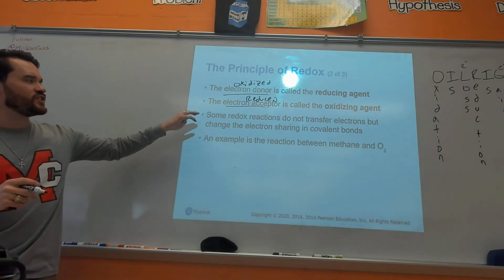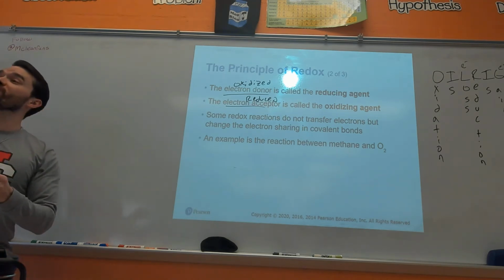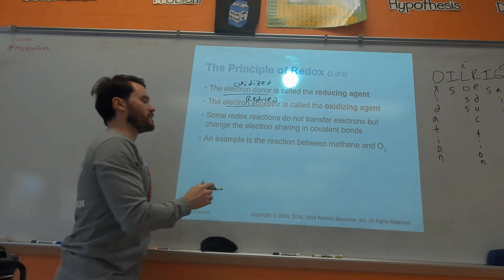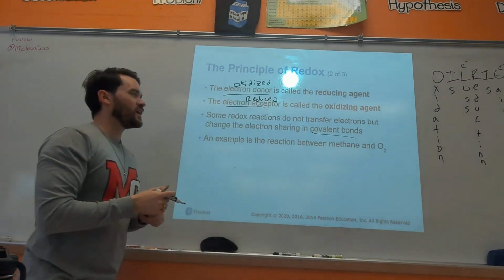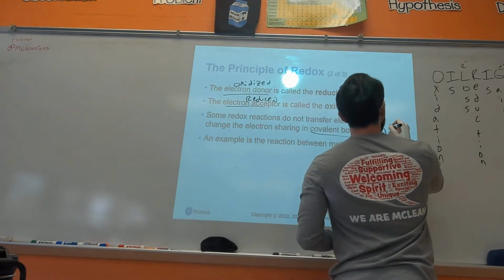Now, the reaction I showed you there was an ionic reaction where there was a complete transfer of electrons. Redox reactions can also happen in covalent bonds. Remember, a covalent bond is when it's a nonmetal plus a nonmetal?